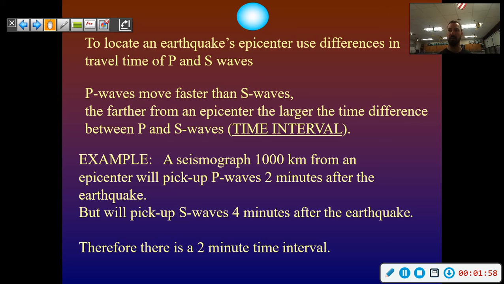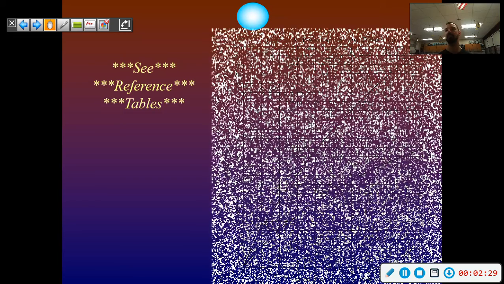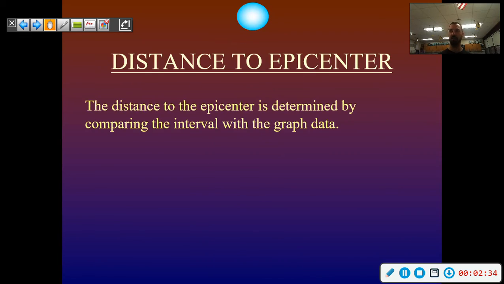So a seismograph 1,000 kilometers away from the epicenter will pick up the P waves 2 minutes after the earthquake. The S waves will arrive 4 minutes after the earthquake. So there's a 2-minute time interval between, and you can actually use your piece of paper to mark that out and figure that out using the reference table. We'll go through examples of that, or I should say just a little practice with that chart. We'll play with this a little more in another YouTube video.